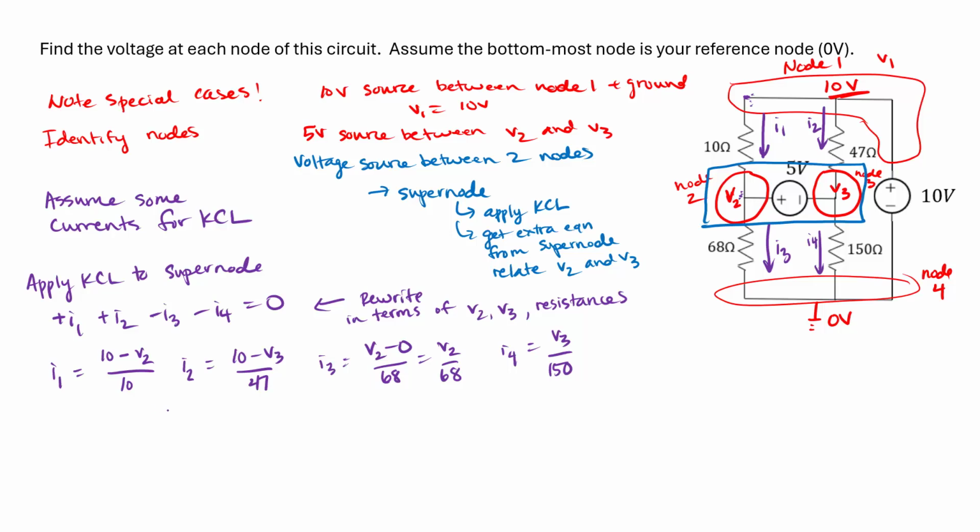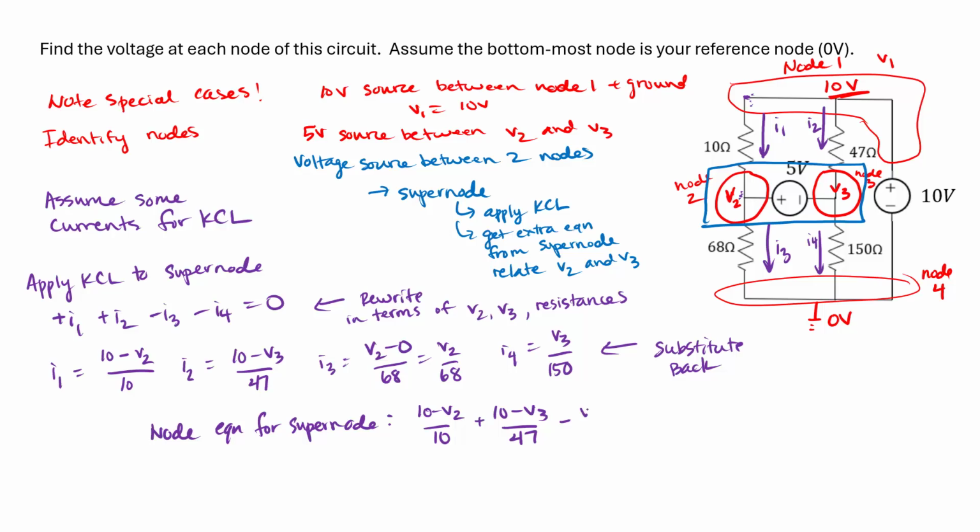And if you substitute all of these into the Kirchhoff's current law, we will end up getting our node equation for the supernode. We will end up with 10 minus V2 over 10 plus 10 minus V3 over 47 minus V2 over 68 minus V3 over 150. All that must be 0.